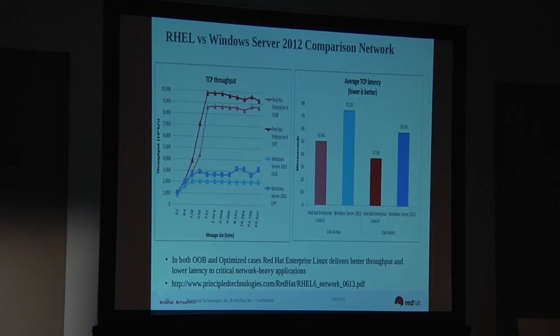Throughput on the left, latency on the right. This is a third party benchmark, as Shaq mentioned earlier. They don't know how to tune Windows, they did it. And I think we performed fairly well. Questions?